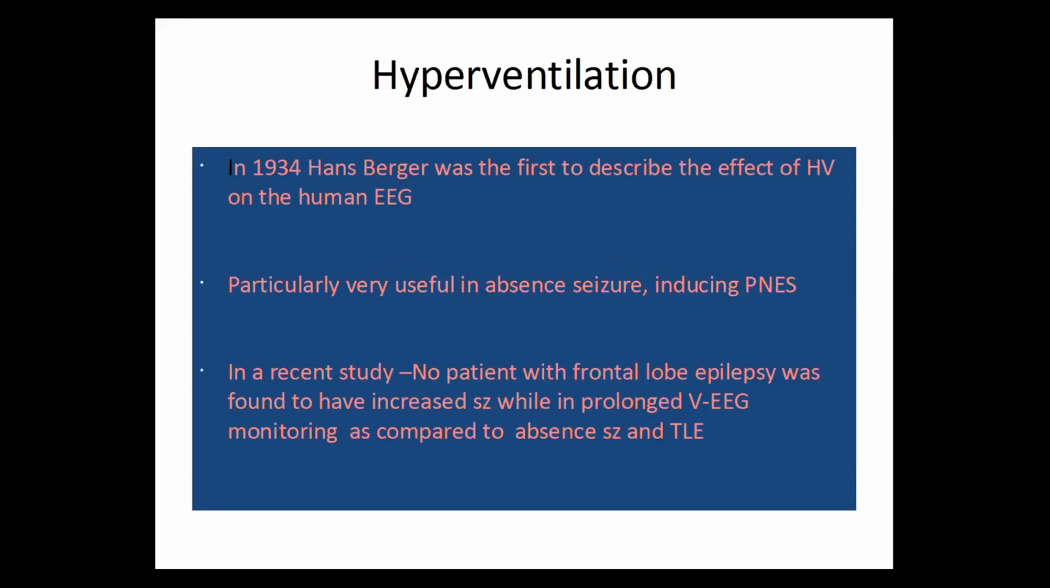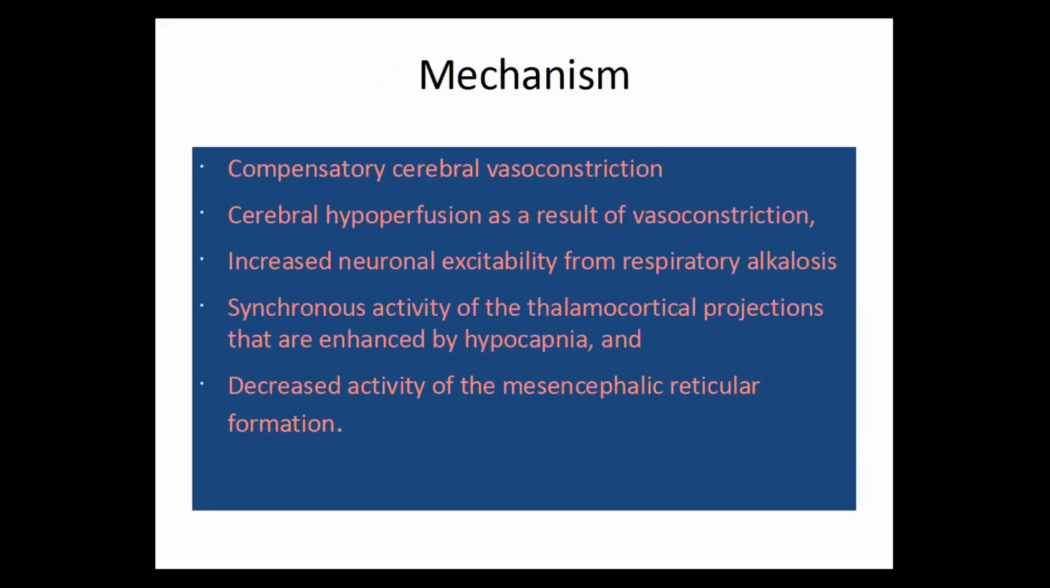Now going on to the activation procedure called hyperventilation. Hans Berger was the first to describe the effect of hyperventilation on the human EEG, and it was very useful in absence seizure, and also in some of the psychogenic non-epileptic events, where when we tell the patient that the events can occur on hyperventilation, because of the susceptibility, hyperventilation is something which will induce the psychogenic event. So hyperventilation is useful not only in eliciting absence but also in psychogenic events.